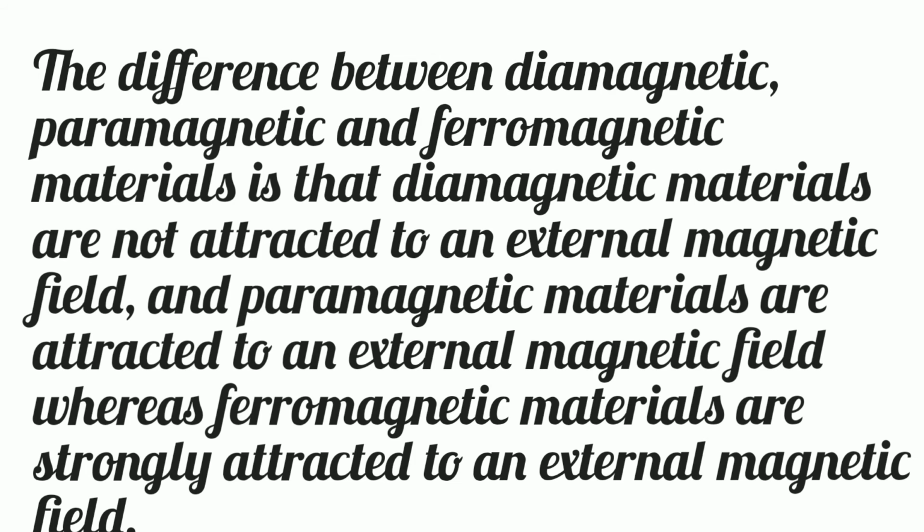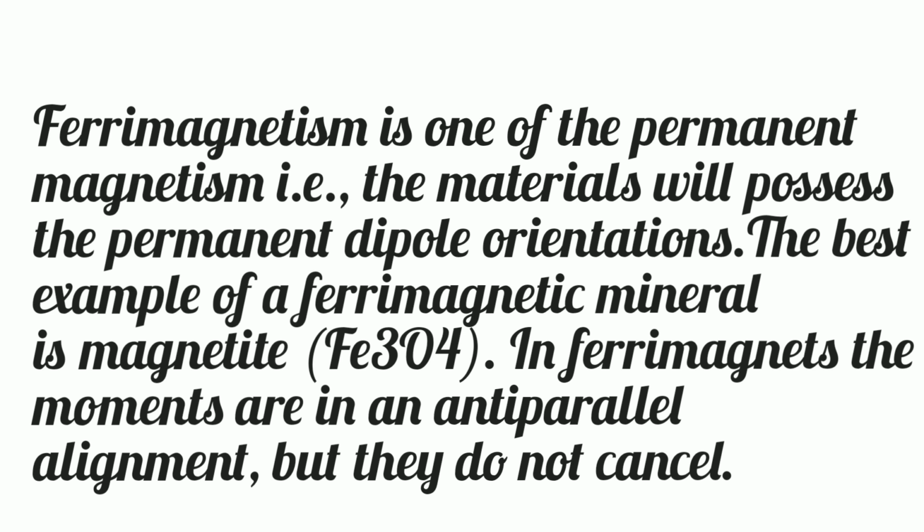not attracted to an external magnetic field, and paramagnetic materials are attracted to an external magnetic field, whereas ferromagnetic materials are very strongly attracted to the external magnetic field. Just like ferrimagnetism is also one of the permanent magnetisms. And the best example of a ferrimagnetic material is that of magnetite, that is Fe3O4.